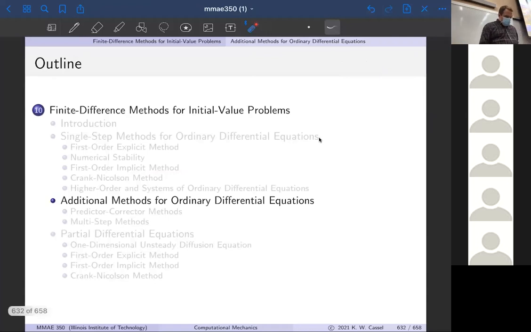Okay, we're almost out of time. I'm going to stop there. We'll pick up next time, our last class, and discuss some additional methods for ODEs, predictor corrector and multi-step methods. And then we'll extend these same techniques of first order explicit, first order implicit, and Crank-Nicolson. We'll extend them to partial differential equations as well.